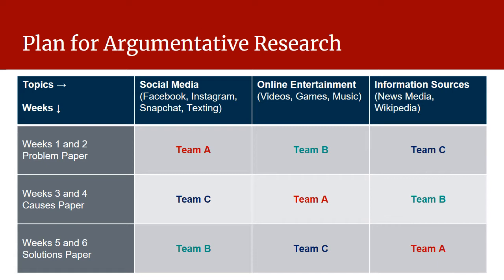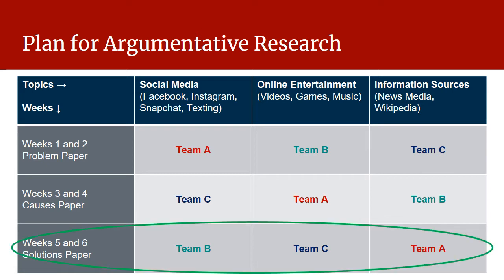So if I were in Team C, we wrote about information sources for the first couple weeks, and then we shifted to writing about social media. Now for the solutions paper part for weeks 5 and 6, my Team C, we're going to write about online entertainment. So pay attention to how your topic has shifted, and you'll learn about something new by reading the papers of your peers. So our focus for this last part, Team B will work on social media, Team C on online entertainment, and Team A will focus on information sources.